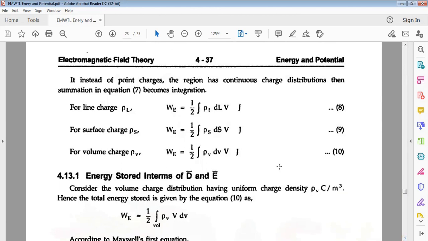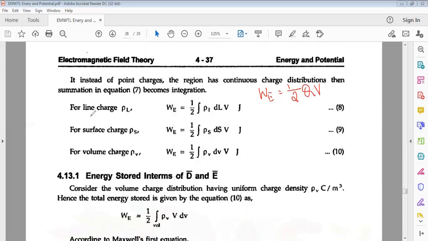It's the same potential. Instead of potential point charges, the region has a continuous charge distribution. Then the summation in equation 7 becomes W = 1/2 Q V, using only the one equation.